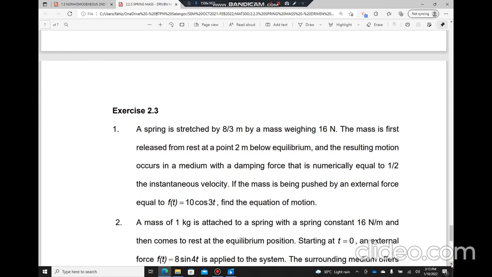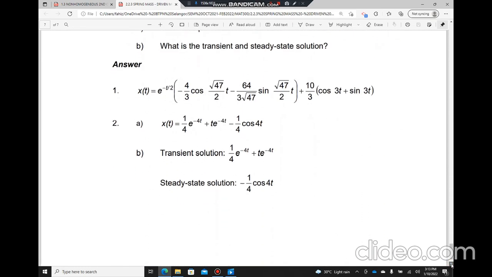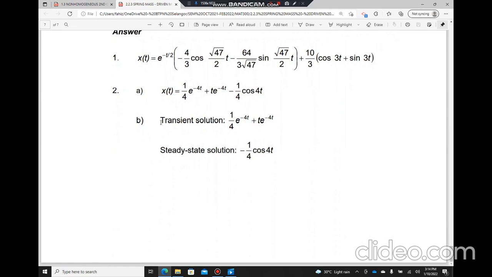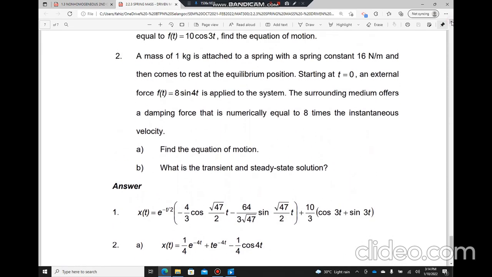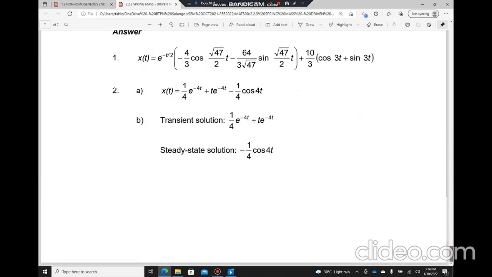Okay, so you can complete this exercise 2.3 and check the answers. For example, a question like this asks what is the transient and steady state solution. Actually it is the same. The question is really asking for xc and then xp, just phrased as transient and steady state solution. Okay, so that's all for mass spring. Then you can complete this exercise.